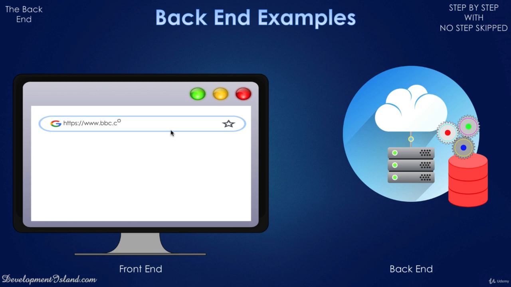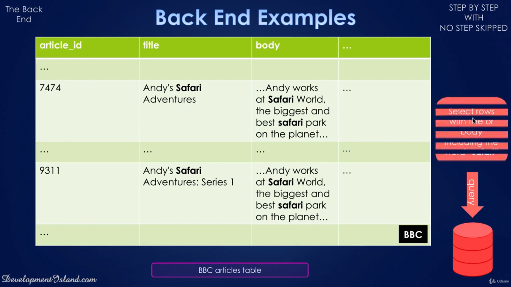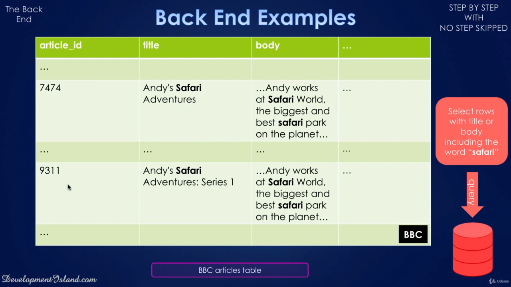This is the URL which is sent by the user from the front end. By the way, this URL is generated once you click on the search button, and it's going to be included in the request sent to the server. Once our app in the server receives this request, it's going to communicate with the database by running a query. It's looking for all rows in the articles table with a title or body including the word Safari.